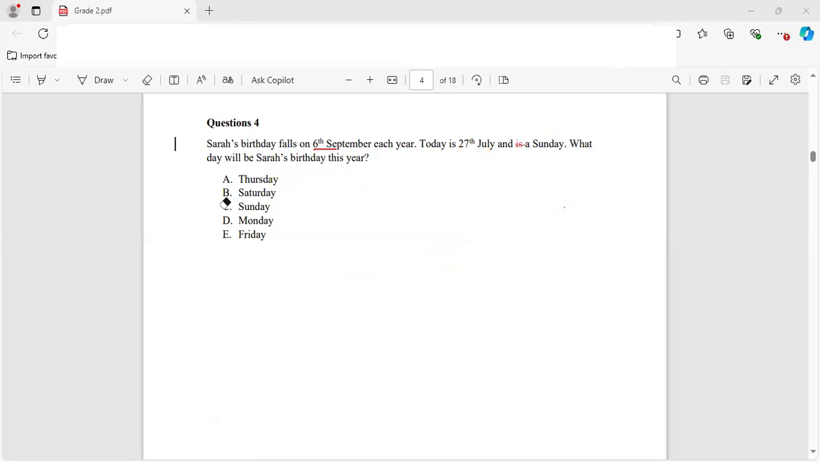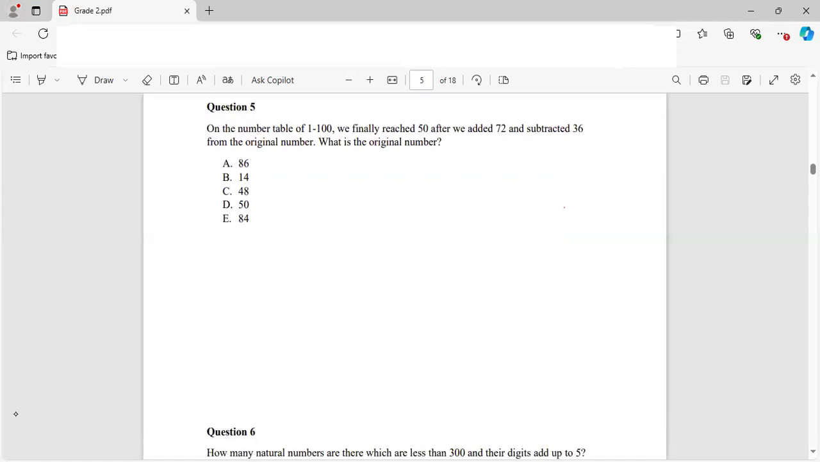Let's move on. Question number 5. On the number table of 1 to 100, we finally reached 50 after we added 72. So there is a number. We have reached 50 after we have added 72 and subtracted 36 from the original number. So this is the equation, or this is the number we need to find, this box.